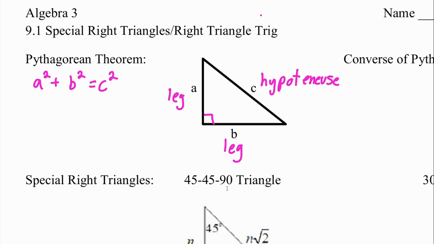So it doesn't matter which leg is a and which leg is b, as long as you're doing leg squared plus leg squared equals the hypotenuse squared. Okay. So again, the two shorter sides, each of them squared, added together, should equal the longer side squared.